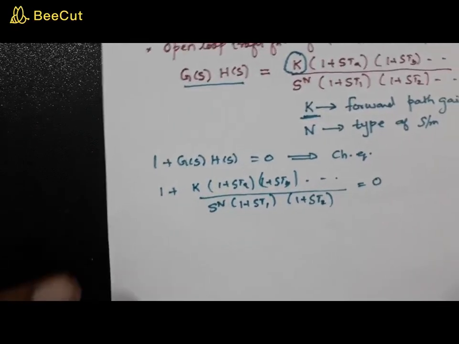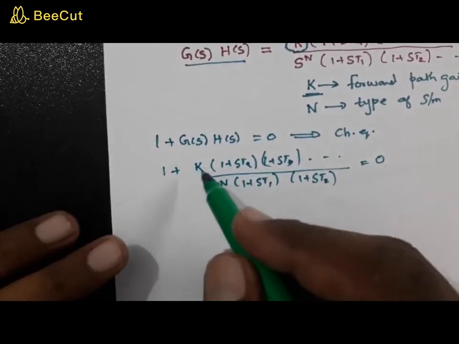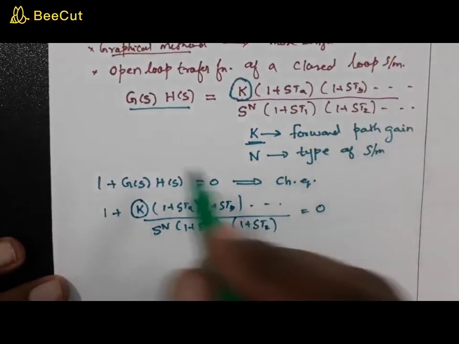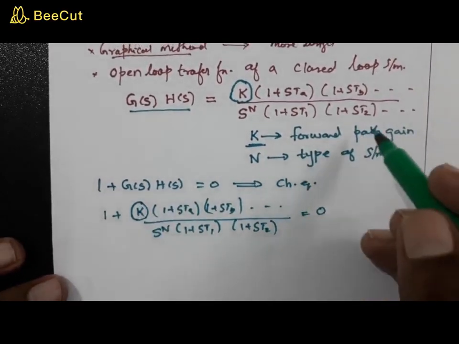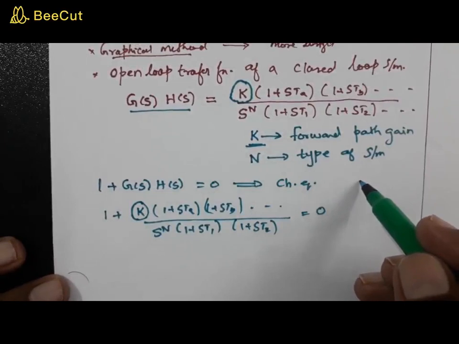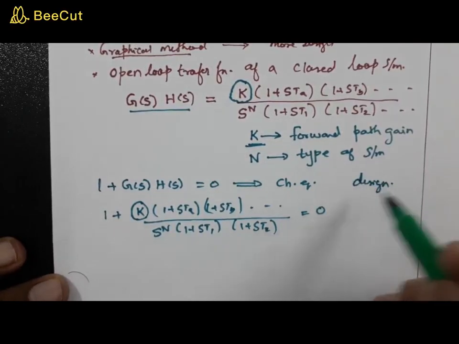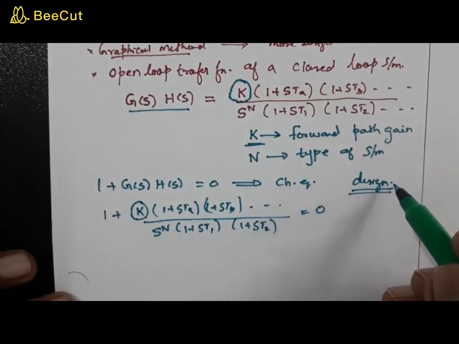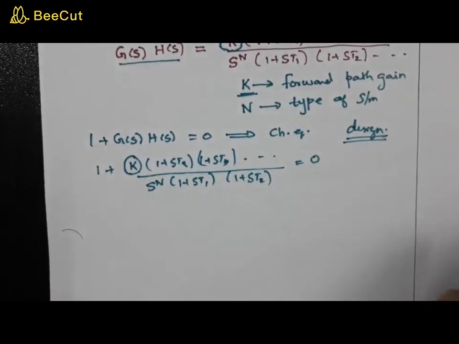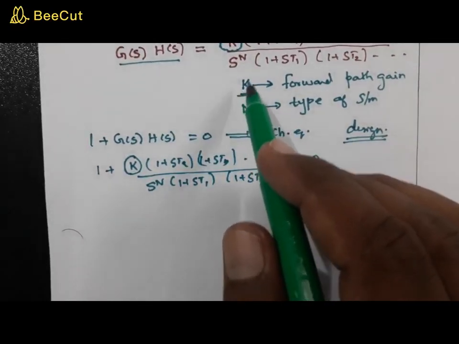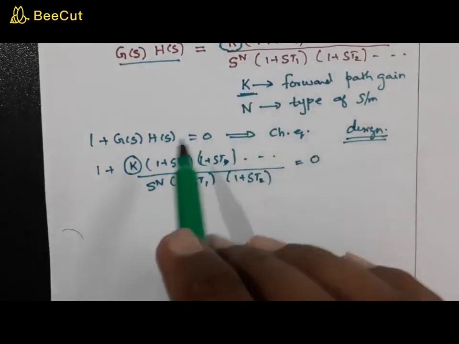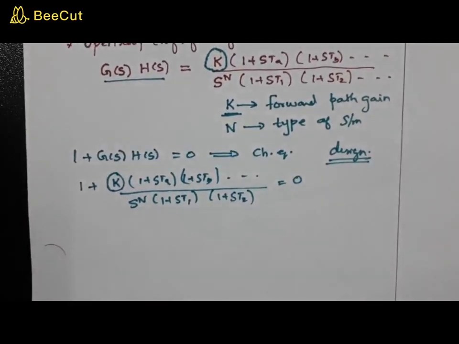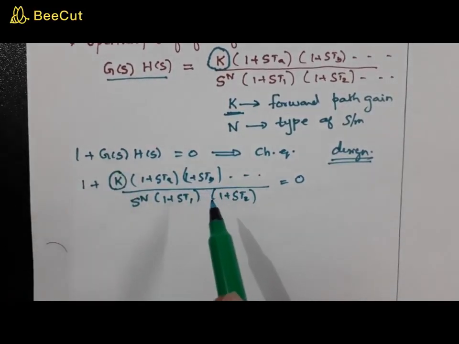So in this characteristic equation there is a term called k, which I have already defined as the forward path gain. Now this forward path gain is a thing which a designer can design. It is the designer's responsibility to select this k. That means even though k is a constant for a particular system, k is a thing which is designed. So a system can be designed for various values of k.